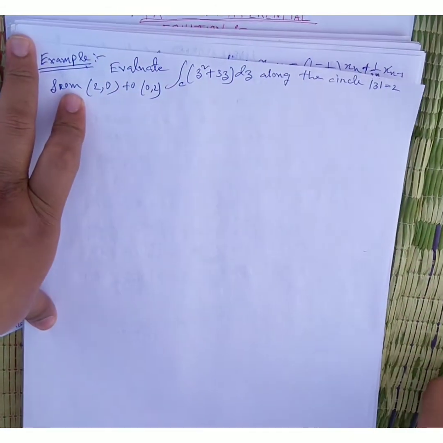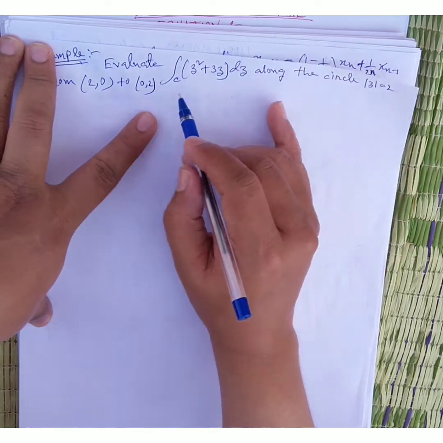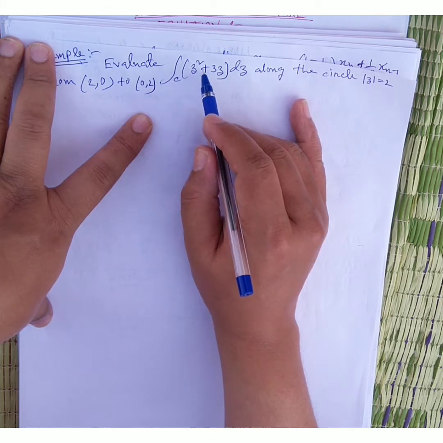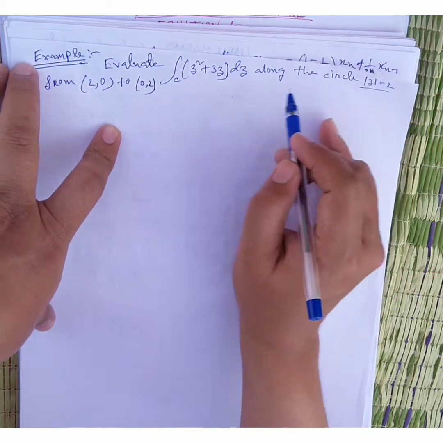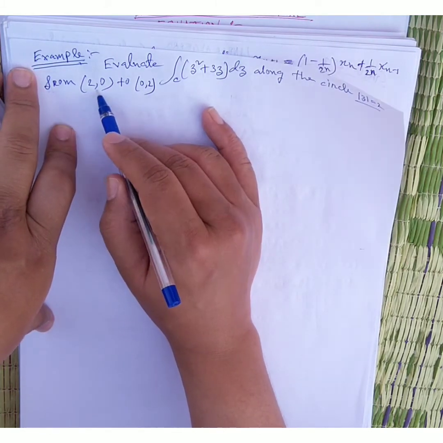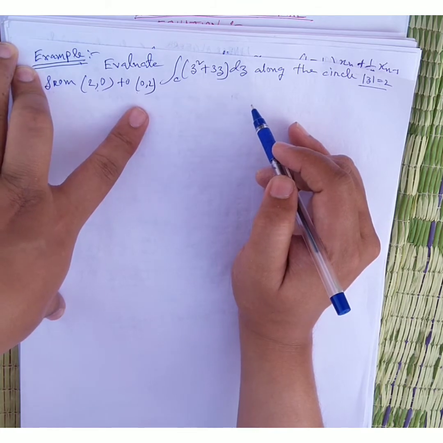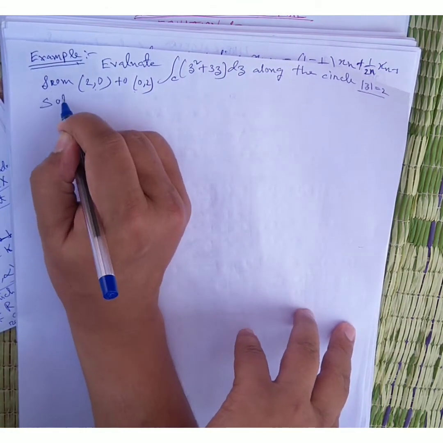Today I want to discuss another question from complex numbers. Evaluate the complex integration of z squared plus 3z dz along the circle mod z equals 2 from (2,0) to (0,2). So friends, the solution is very simple.